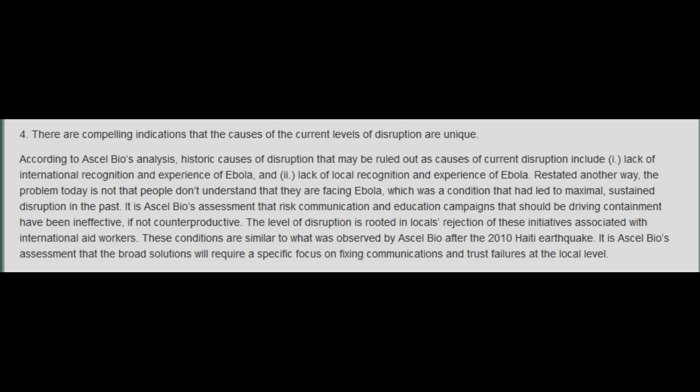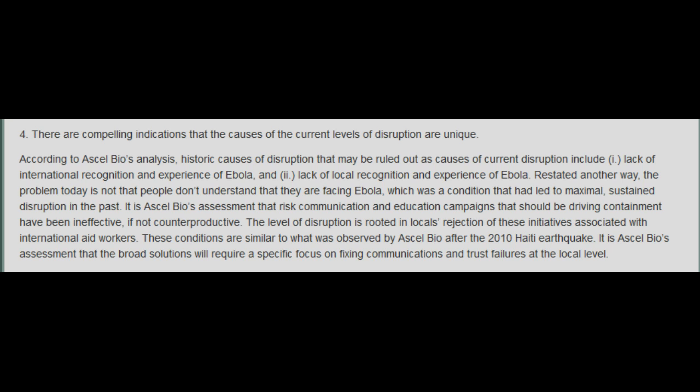It is Excel Bio's assessment that risk communication and education campaigns that should be driving containment have been ineffective, if not counterproductive. The level of disruption is rooted in locals' rejection of these initiatives associated with international aid workers. These conditions are similar to what was observed by Excel Bio after the 2010 Haiti earthquake.